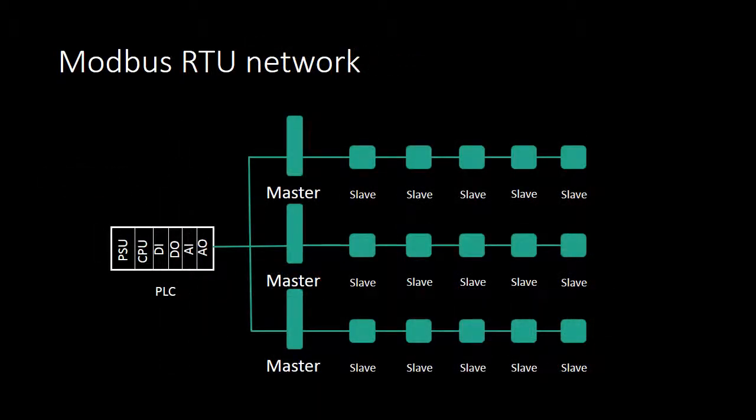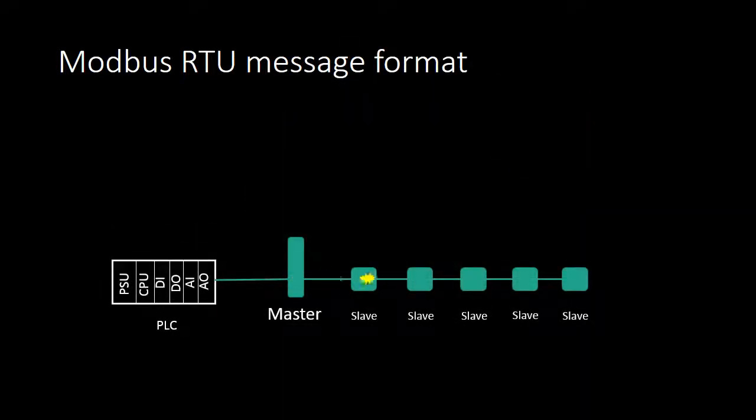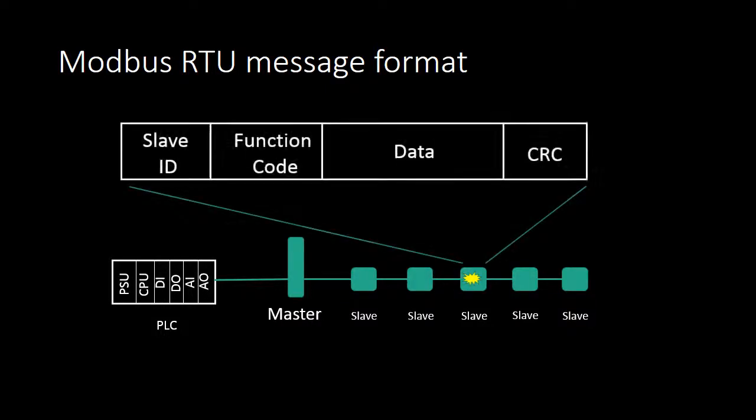Each RTU network needs to have its own master device, and each slave device will need to have a unique address from 1 to 247. The address 0 is reserved for broadcast. When the master sends a request to read data, the first byte it sends is the slave address. This way, each slave knows after the first byte whether or not the message is for them.